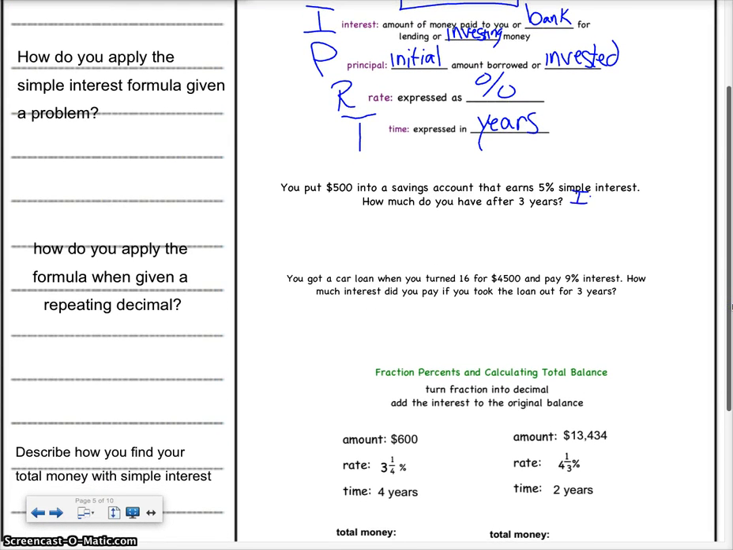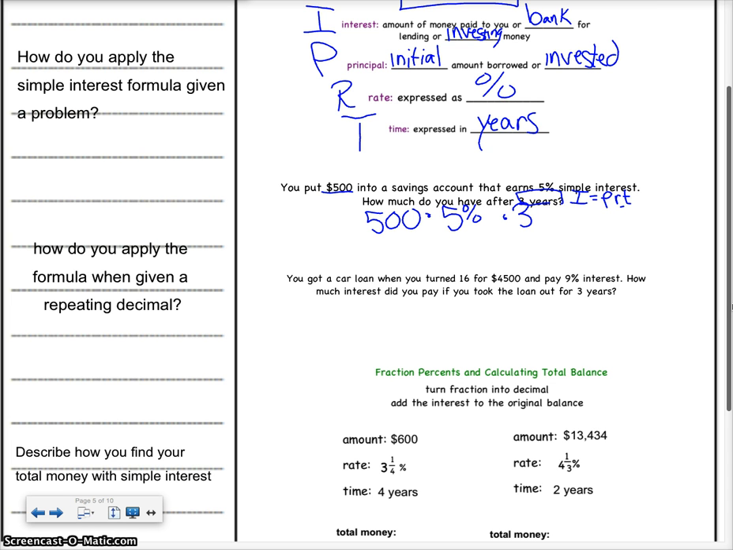So I have I equals PRT. Let's say you put $500 into a savings account that earns 5% simple interest. How much do you have after 3 years? So I'm going to use the formula, I equals PRT. P is principal. How much did I initially invest? $500. So 500 times R, which is our interest rate, 5%, times our time, which was 3 years.